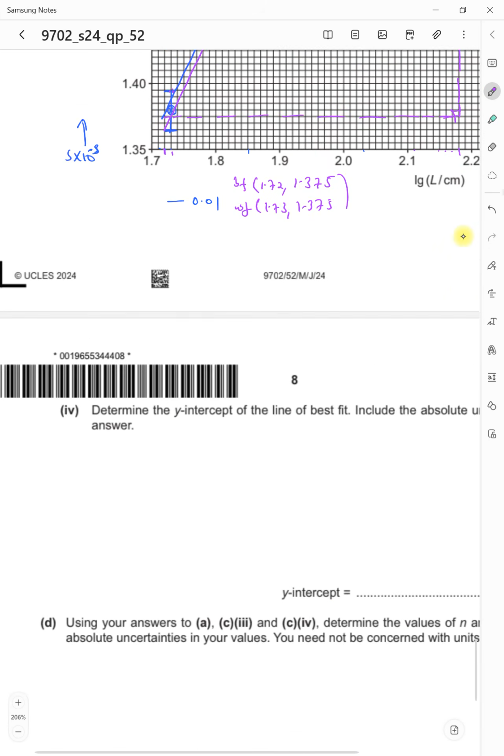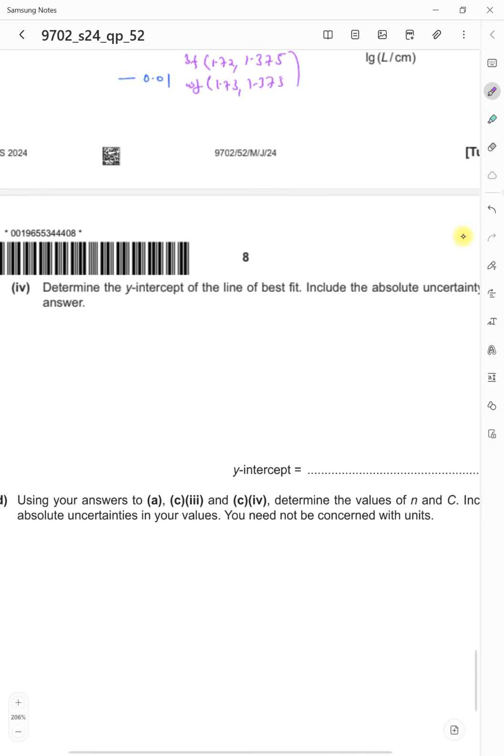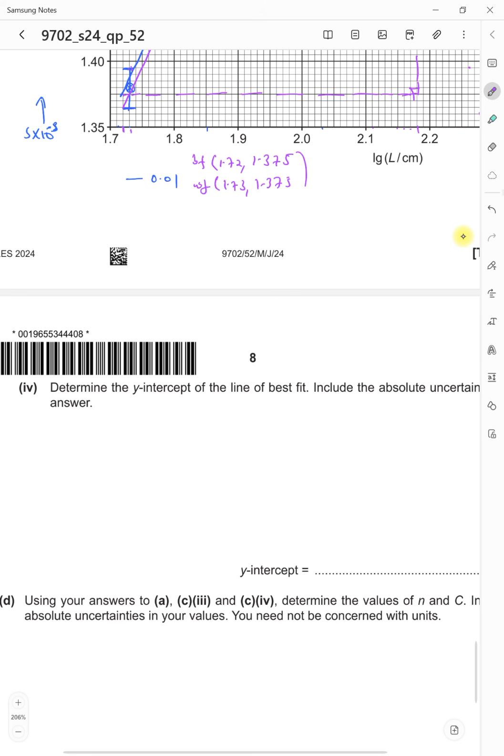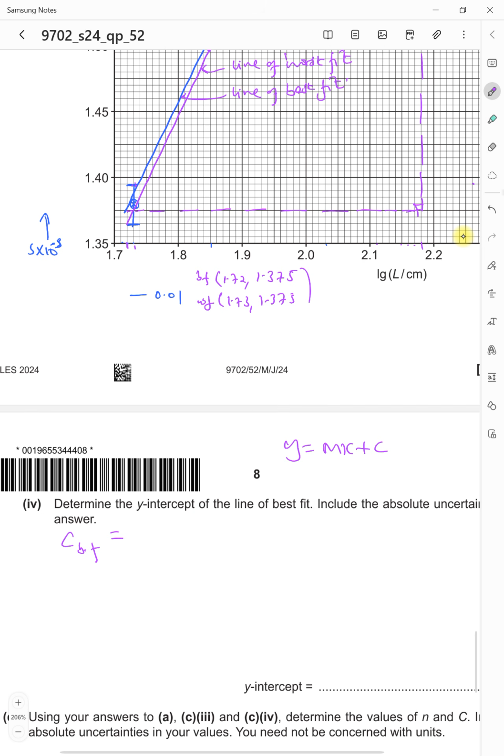Then how many parts are remaining? 3 parts. Okay, determine the y-intercept of the line of best fit. Include the absolute uncertainty. So I'm just going to find C for best fit, C for worst fit, and I subtract the values. Of course, here you have to use the equation of a straight line, y is equal to mx plus c. So C for best fit is going to be equal to, I'm making C the subject, so I'm taking the y value. Let me just take this point. So it is going to be y, which is 1.375 minus the gradient, which for best fit is 1.00, times the x value, which is 1.72.